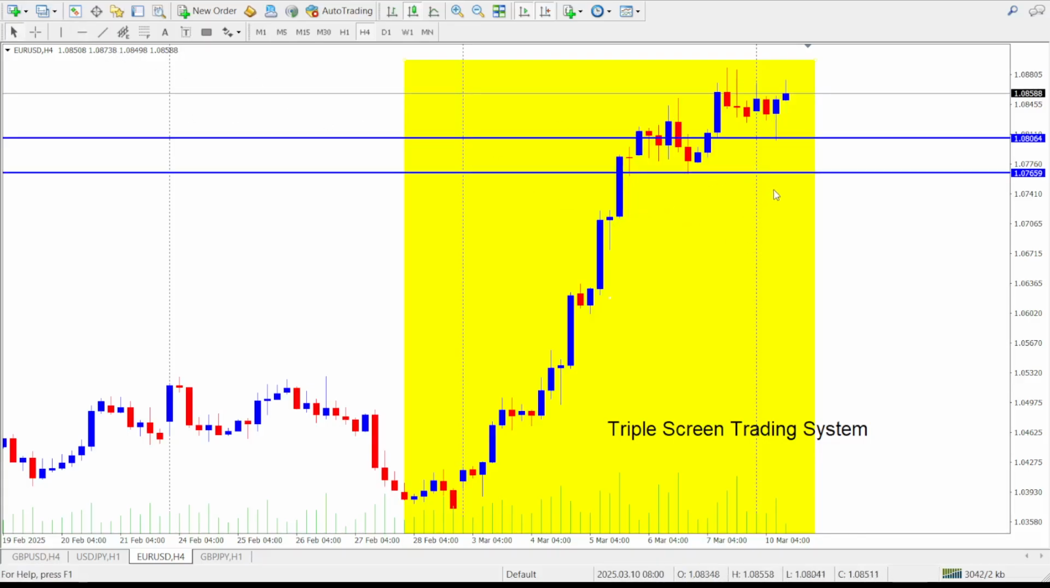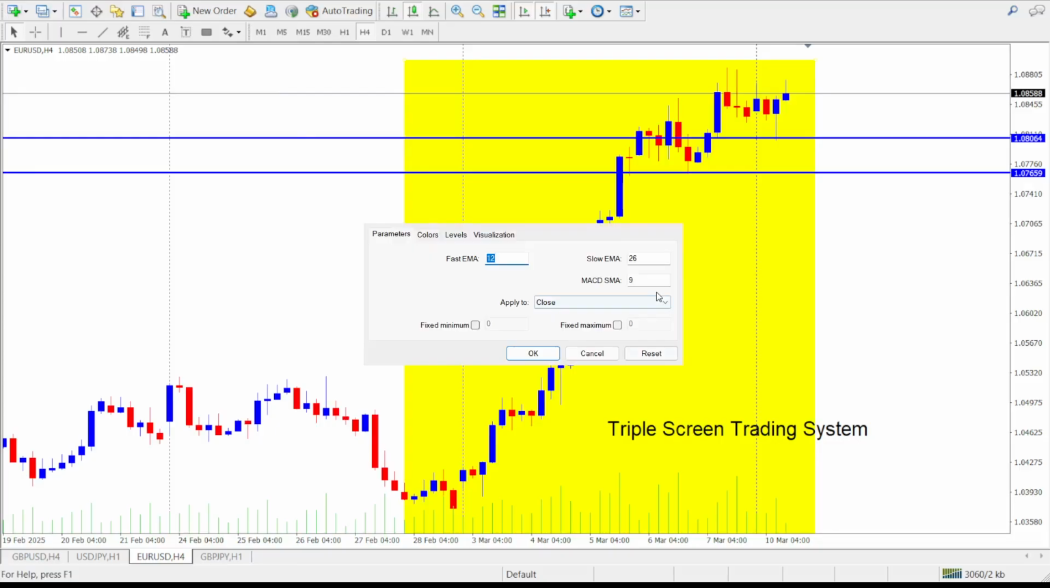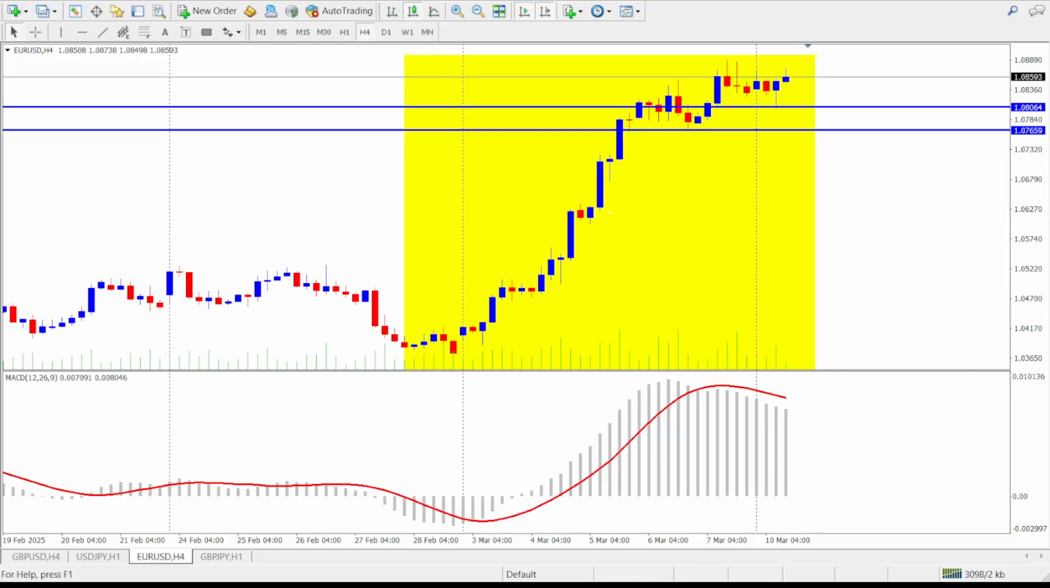So here we might also add an indicator to help confirm the trend. A popular choice is the MACD, the moving average convergence divergence. This is a popular choice, right? Or you can even add a simple moving average. These indicators can help you refine your entry points and make sure you are not getting in too early or too late. Now we come to the final screen, which is the short term time frame.